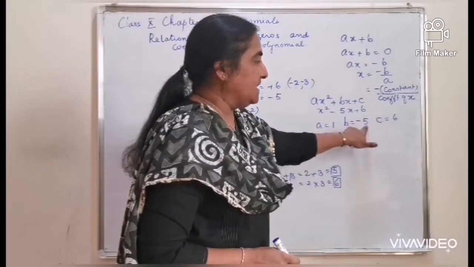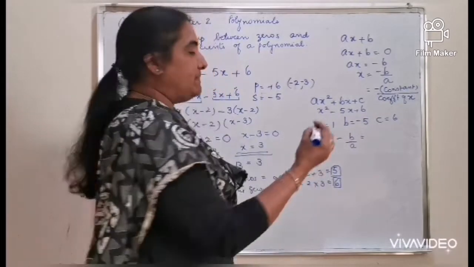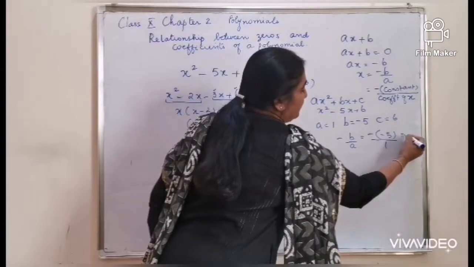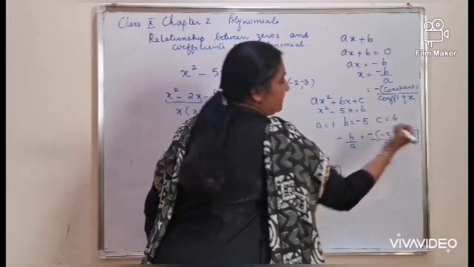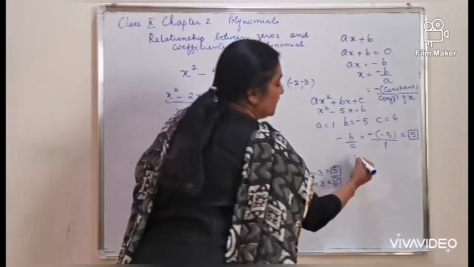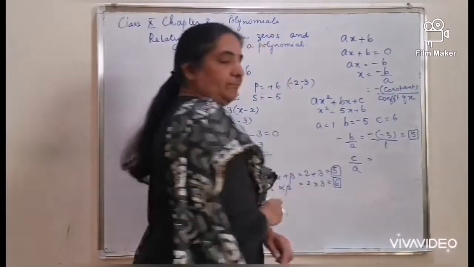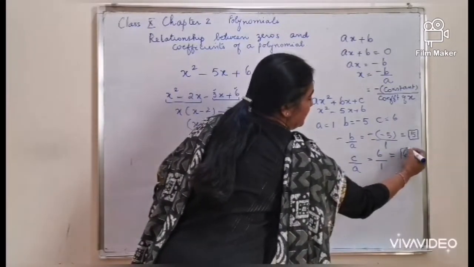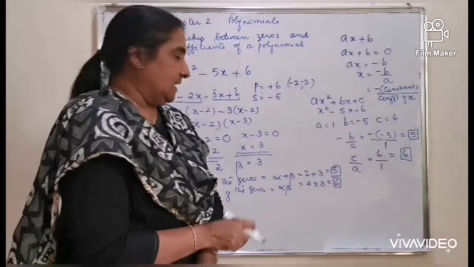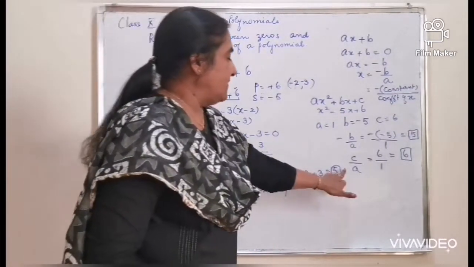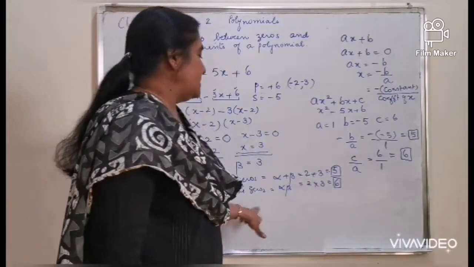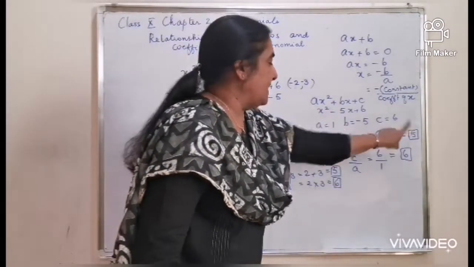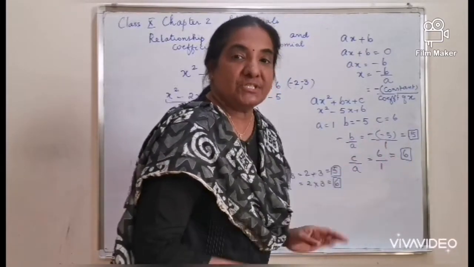Here b represents minus 5. Therefore, minus b by a is minus of minus 5 by 1, which is equal to positive 5. Find the value of c by a. c represents 6 by 1, which is equal to 6. Once you see here, the sum of the zeros is giving you 5, and the product of the zeros is giving you 6. The same way, minus b by a value is also 5, and c by a value is also 6.